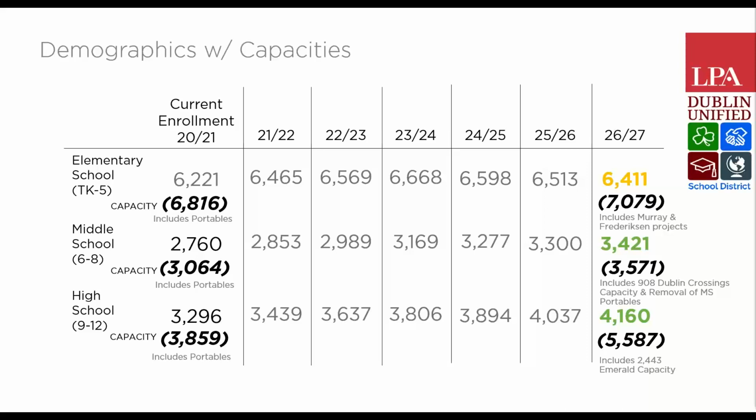And then lastly, for high school, once you take into account the 2,500 Emerald capacity, the district will be at about 5,600 student capacity versus the 4,160 enrollment.